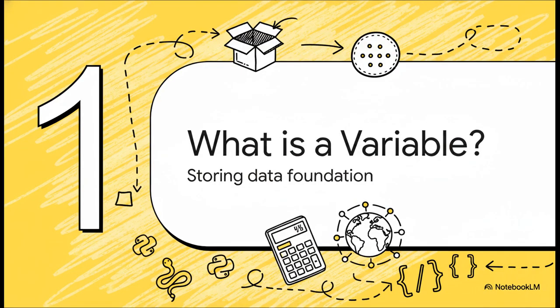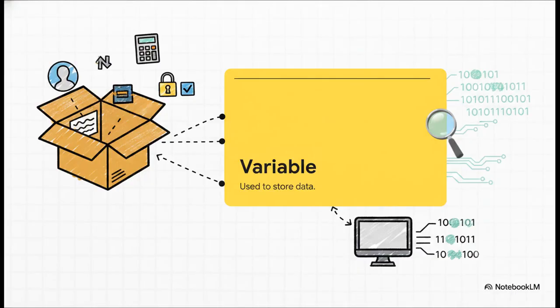What is a variable? The absolute foundation of storing data. So what exactly is a variable anyway? Well, in its absolute simplest, purest form, a variable is just used to store data. I want you to picture it like a neatly labeled storage box. When you're writing a program, you have all this floating information, right? Names, numbers, account statuses. And you need a secure, reliable place to stash it so the computer can easily find it and use it later. That digital storage box, that's your variable.